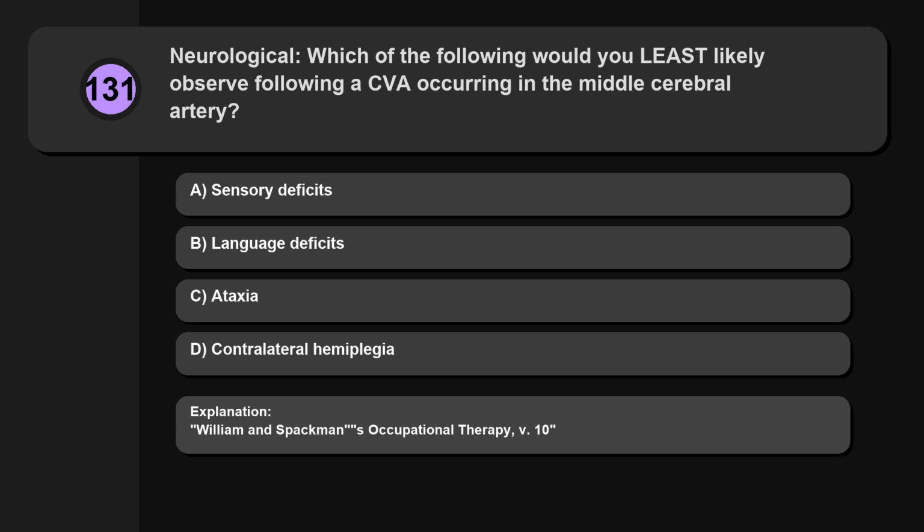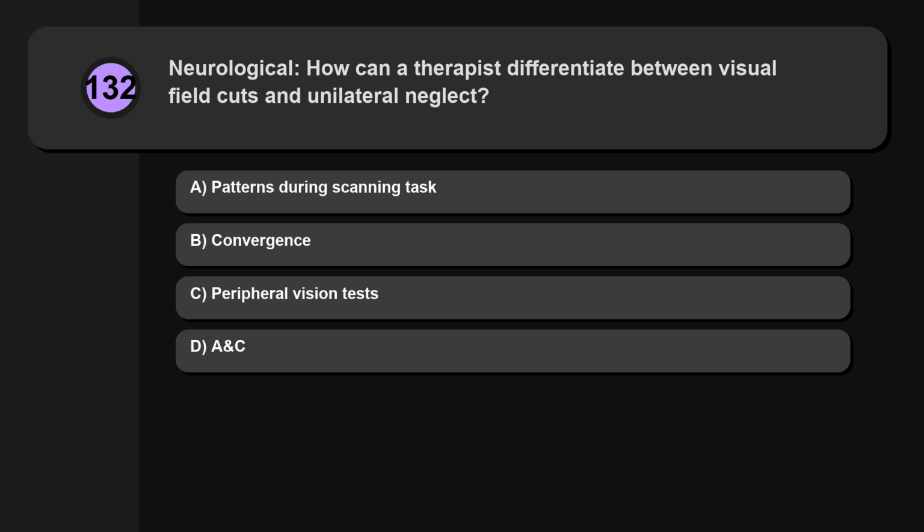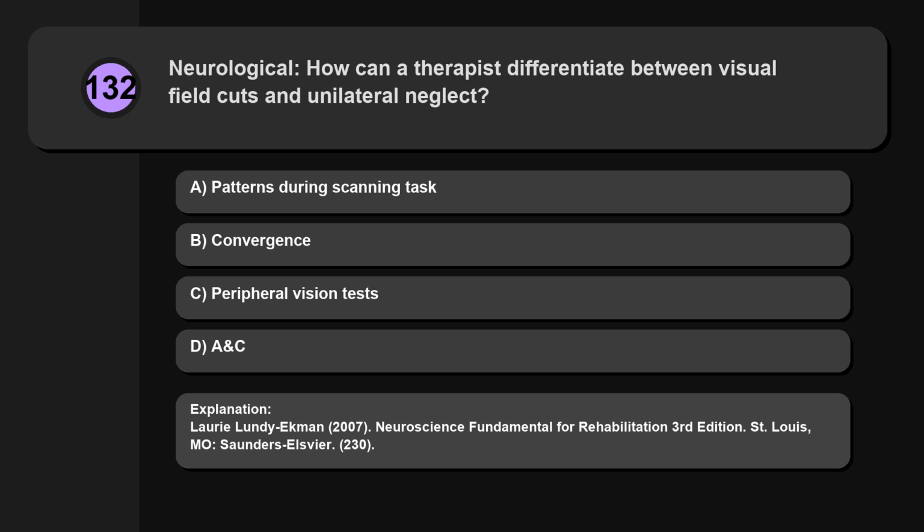Question 132. Neurological. How can a therapist differentiate between visual field cuts and unilateral neglect? Option A, patterns during scanning task. Option B, convergence. Option C, peripheral vision tests. Option D, A and C. The correct answer is option NaN. Lori Lundy-Ekman, 2007. Neuroscience Fundamentals for Rehabilitation, 3rd edition. St. Louis, Missouri, Saunders Elsevier, page 230.